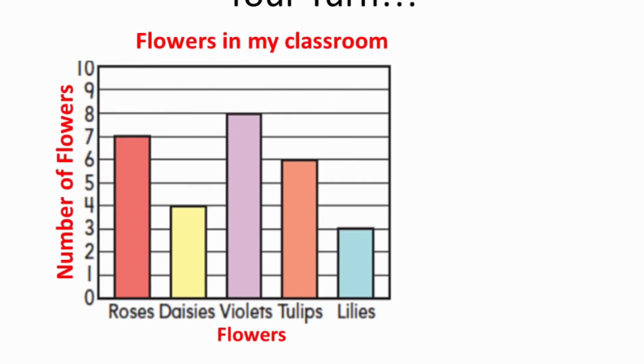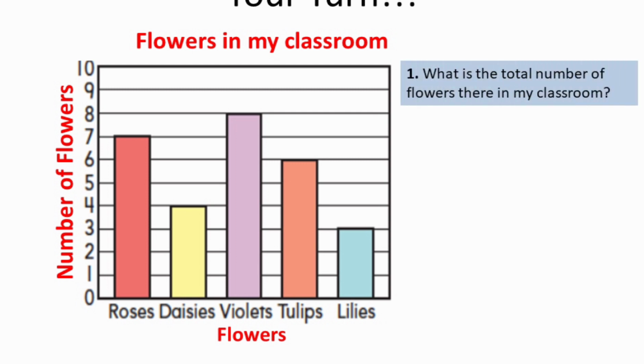You are given a new bar graph, and this one is about flowers in my classroom. If you look, you'll realize it already has the title. The vertical axis is labeled and the horizontal axis is labeled. First question is, what is the total number of flowers there are in my classroom? Please answer this and leave your answer in the comment in a complete sentence. So pause, work it, and put your answers in the comment.